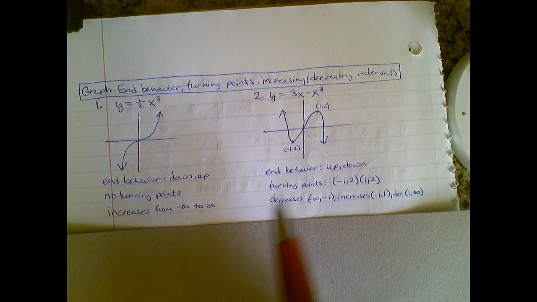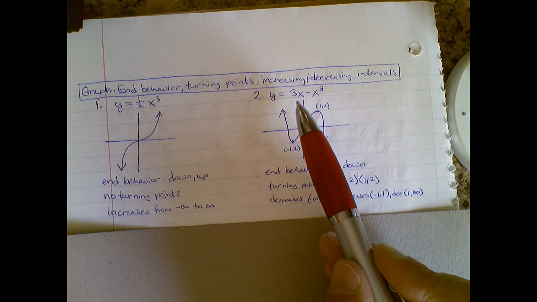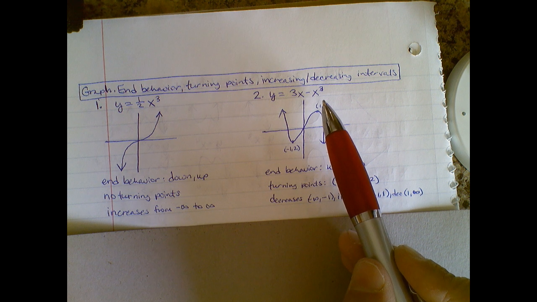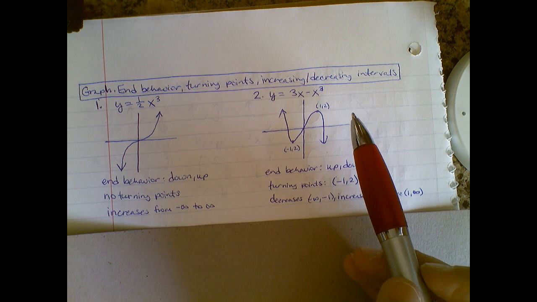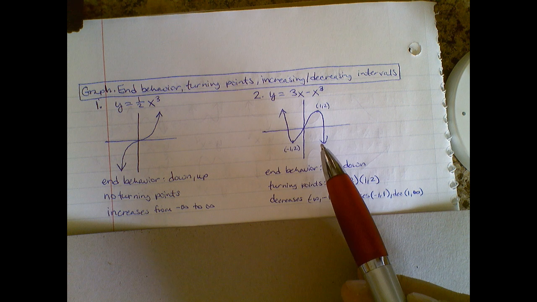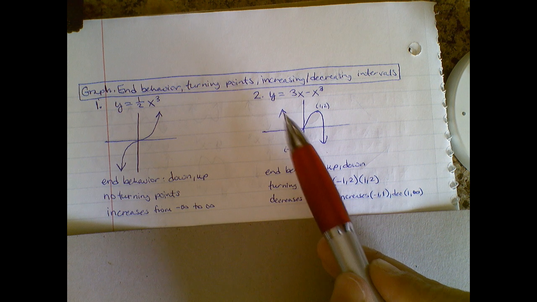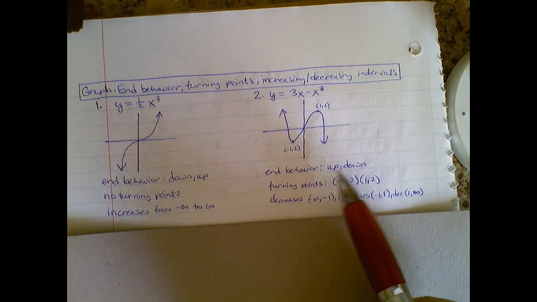Now, number 2, it looks like this. If you're using a graphing calculator, you can type it in just like this, or you can put it in standard form. Either would be fine. So this is what our graph would look like. So then the end behaviors, you'll notice it's pointing up and then it's pointing down. So it's up and then down.